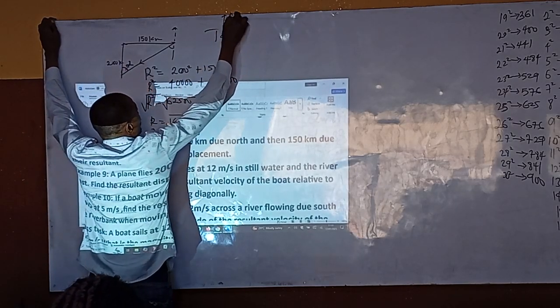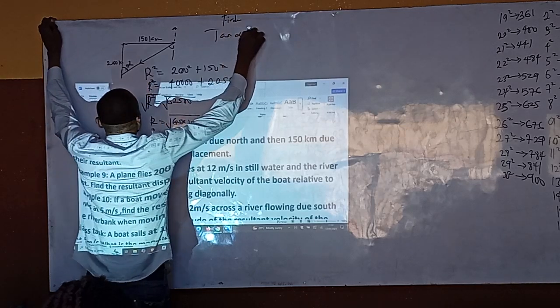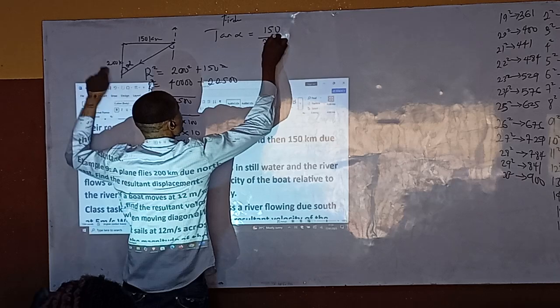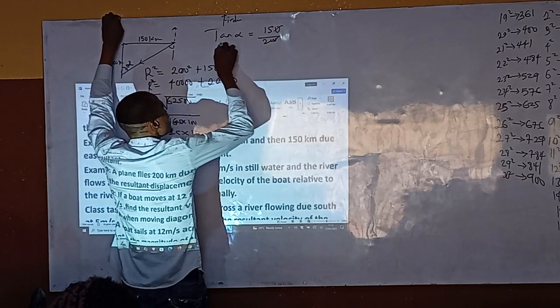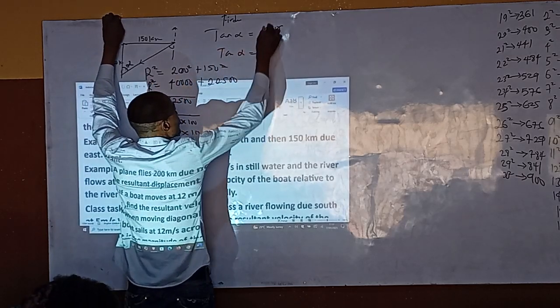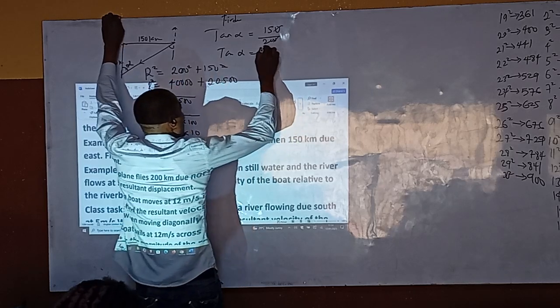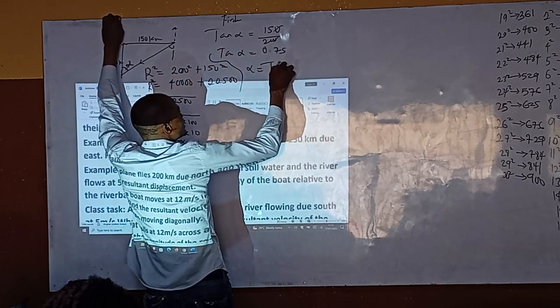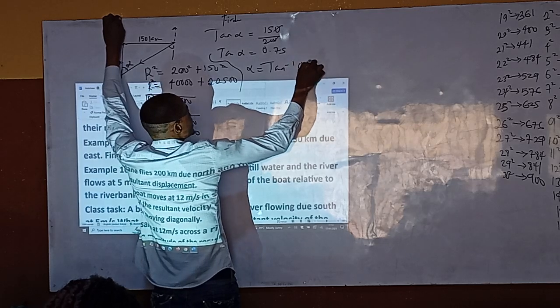Using the SOH CAH TOA method, opposite is where? Adjacent is where? That's now what? Tan alpha is now what? 15 over 20 is what? 0.75. Alpha is now what? Tan inverse of 0.75. What's now the answer?